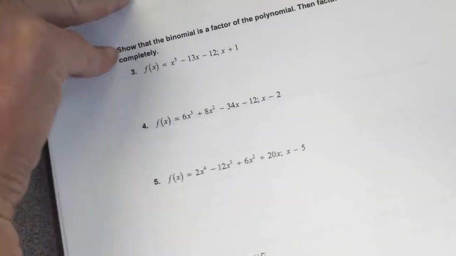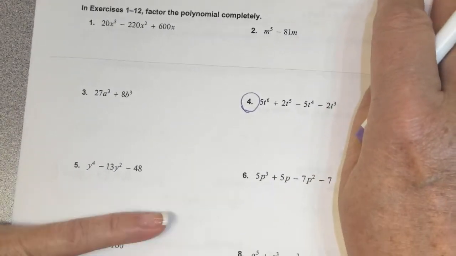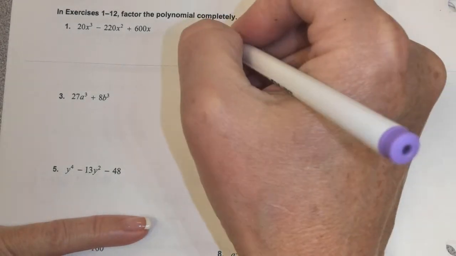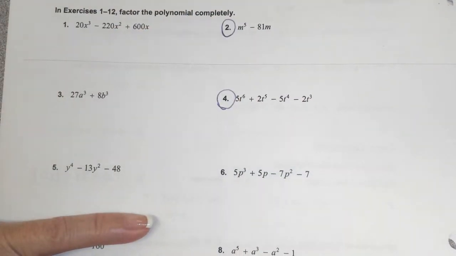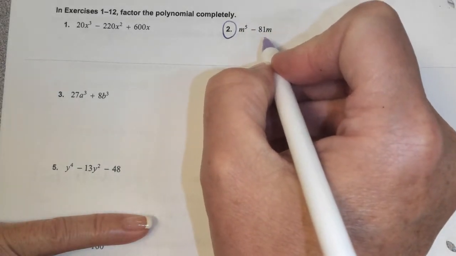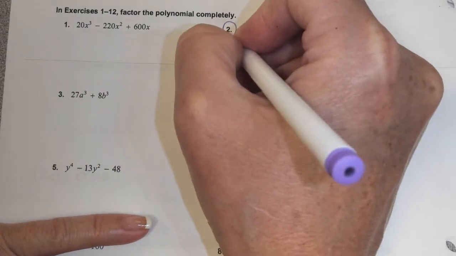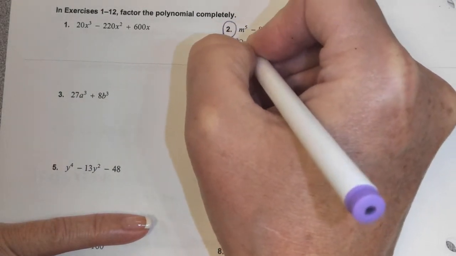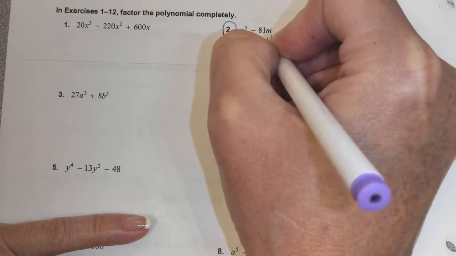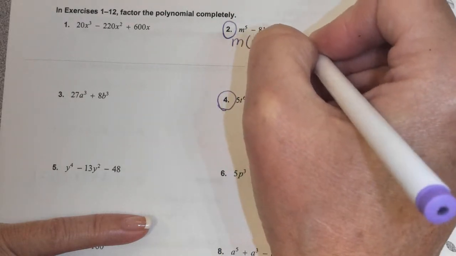Okay, let's go over to the next page now. We're going to look at how we completely factor these. Alright, let's look at number 2. We're actually going to start with number 2 here. The first thing that you should always look for when you're factoring is the greatest common factor. Is there a value that m to the 5th and 81m can both be divided by? M, right? So I'm going to take out an m. M to the 5th divided by m is m to the 4th, minus 81m divided by m is just 81.